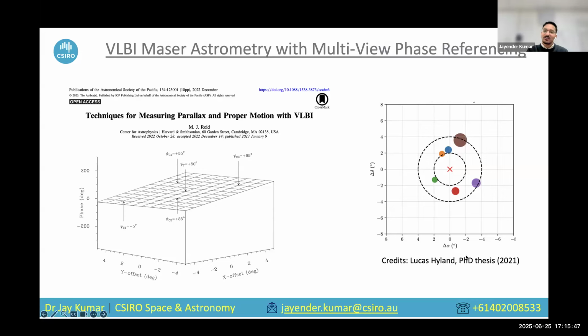So what happens is that instead of fitting a straight line, assume that your target is at the center, and these are your calibrators. At the moment over here, there are 4. For every integration, you fit a plane instead of fitting a line. In that plane, you figure out what would be the phase at the center of your plane, and that will be the phase for your target. You extract that phase and then apply those phases. So this is the phase referencing technique, multi-view because it's using multiple calibrators.